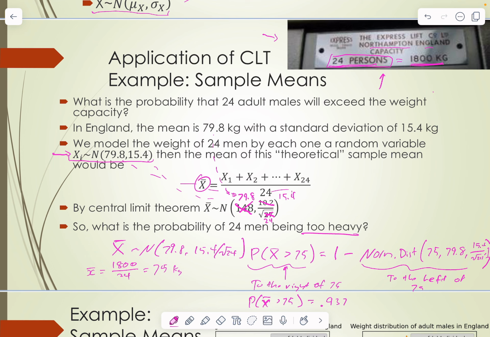It's actually very likely that if you had 24 men in that elevator, you would exceed the weight capacity. At what point do you adjust what the plaque says? I don't know. But that's how we determine probabilities associated with these theoretical sample means. And this is very, very important in inferential statistics.